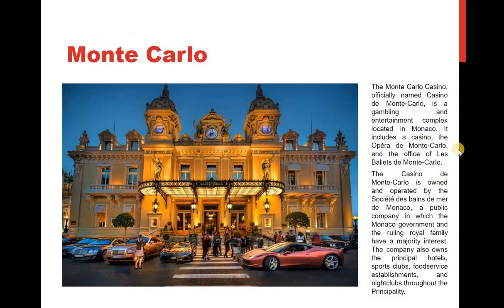So to start off, let's first try to understand where the term came from, because I'm sure most of you will find the term very interesting and catchy. Well, the Monte Carlo came from an actual place, which is a Monte Carlo casino, officially named Casino de Monte Carlo. It is a gambling and entertainment complex located in Monaco. It includes a casino, the opera, and offices of Le Ballet de Monte Carlo. The Monte Carlo is owned and operated by the Société des Bains de Mer de Monaco. Forgive me for the pronunciation. But, to put it simply, the term came from an actual place, which is a gambling and casino district in Monaco.